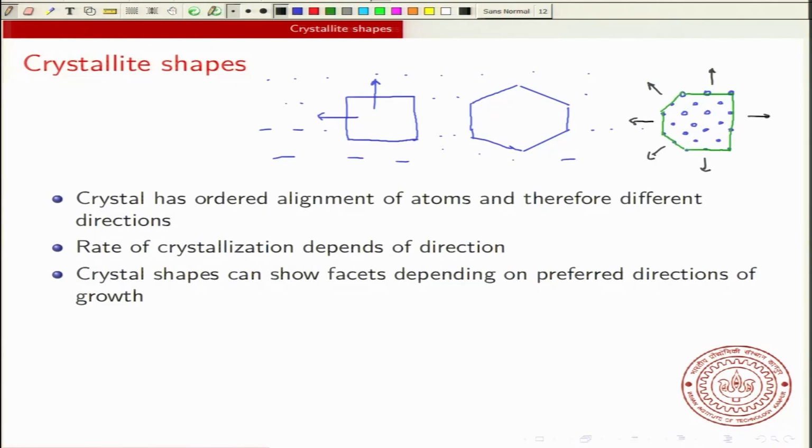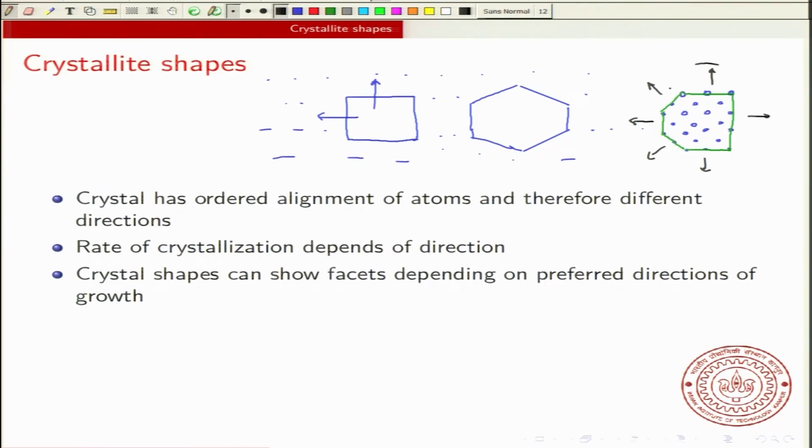Now you can see that these 2 directions are actually equivalent, in the sense that if you look at the arrangement of atoms in this direction and this direction, it is the same. Similarly, these 2 directions are equivalent and these 2 directions are equivalent. However, if you take these 2 directions, they are not equivalent. Similarly, these 2 directions are not equivalent. So in other words, due to the ordered alignment of atoms, the crystal has different directions.